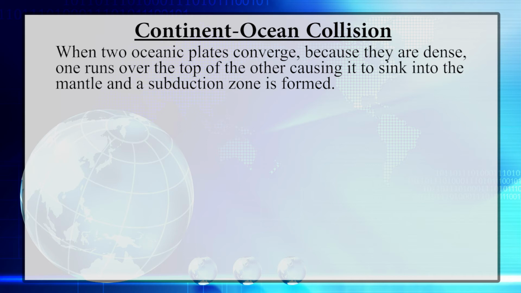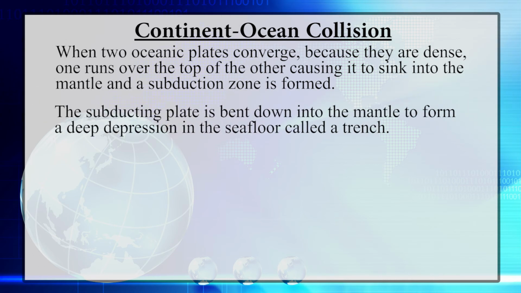And third one is the ocean-ocean collision. When two oceanic plates converge, because they are dense, one runs over the top of the other, causing it to sink into the mantle, and a subduction zone is formed. So therefore, we can say that ocean-ocean collision also creates a subduction zone, and the subducting plate is bent down into the mantle to form a deep depression in the sea floor, and that is called a trench.